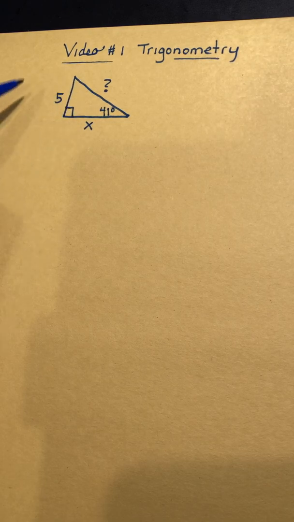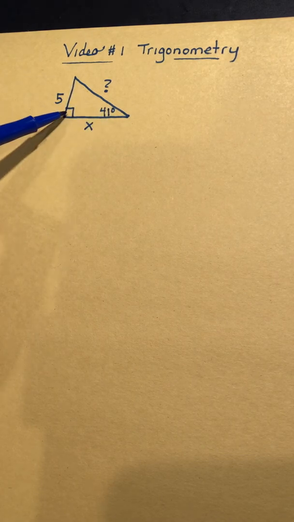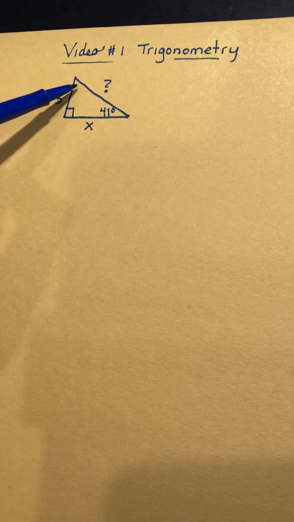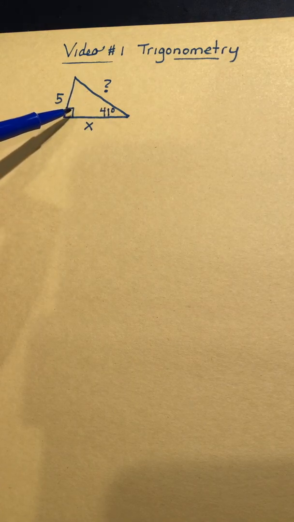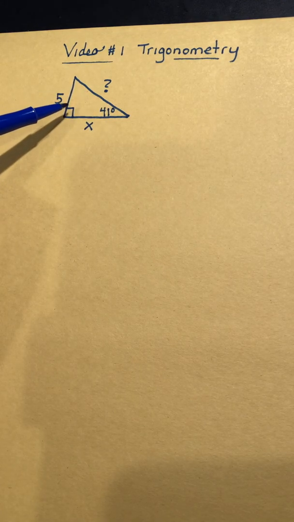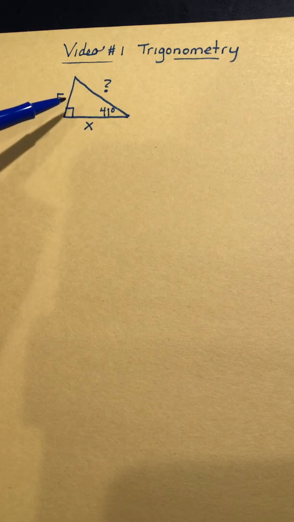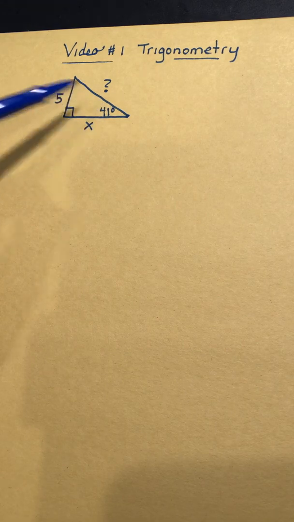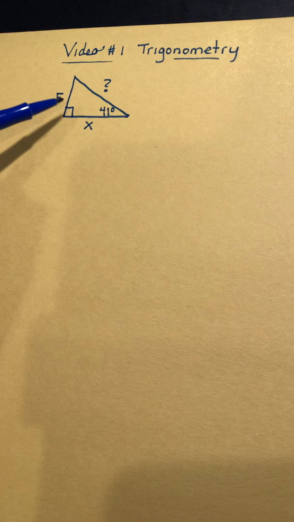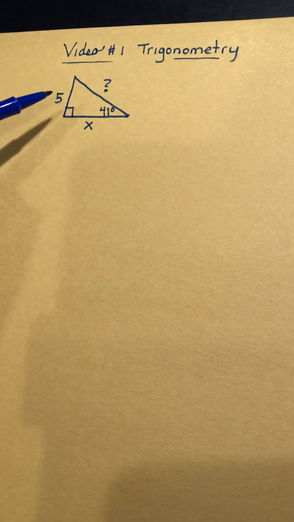So let's look at this particular triangle. You'll notice that I have 41 degrees and 90 degrees. So if I wanted to, I could find the missing angle because I know that all angles in a triangle add to 180. But it's not a special right triangle. It's not a 45, 45, 90. It's not a 30, 60, 90. So I can't fill in the missing sides. Moreover, I cannot use the Pythagorean theorem because I only know one side.